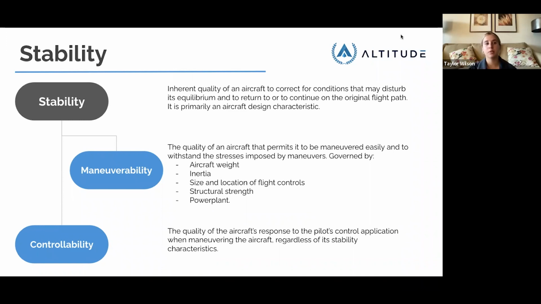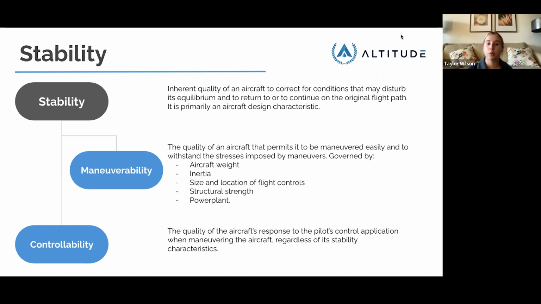Then some sub-terms within stability are maneuverability and controllability. So maneuverability is the quality of an aircraft that allows it to be maneuvered easily and to withstand stress imposed by maneuvers. We'll see in the next couple slides what I mean by stress imposed by these maneuvers when we talk about the bank angle. But some of the things that this is governed by are aircraft weight, inertia, size and location of our flight controls, overall structural strength of our aircraft, as well as the power plant.